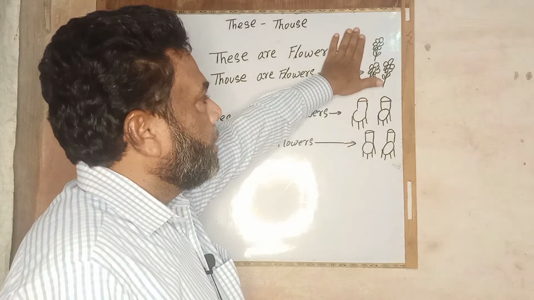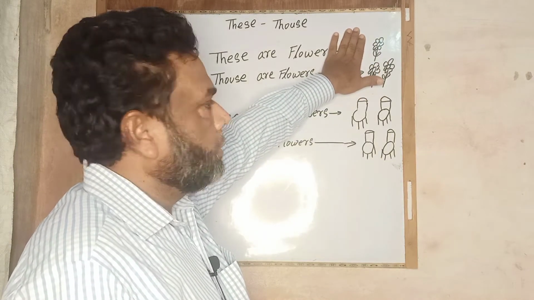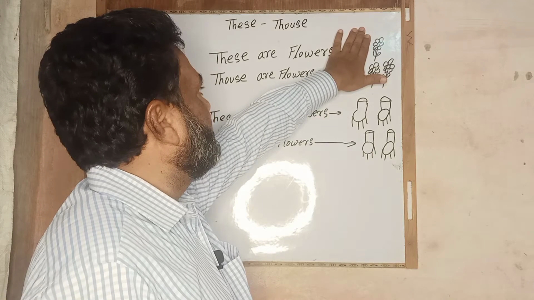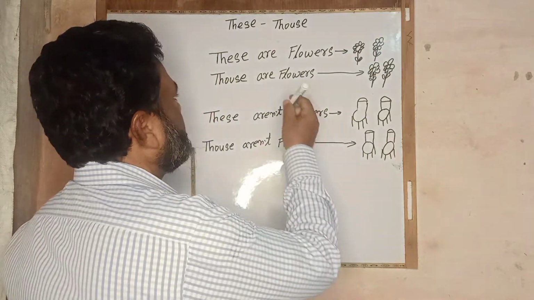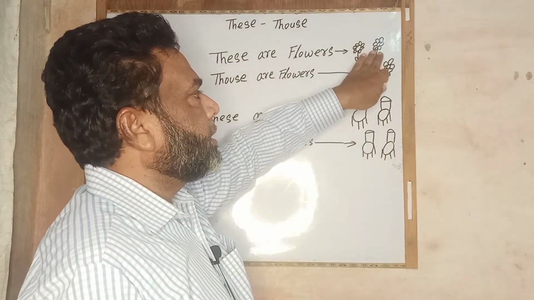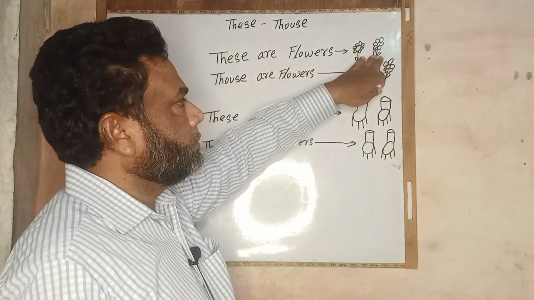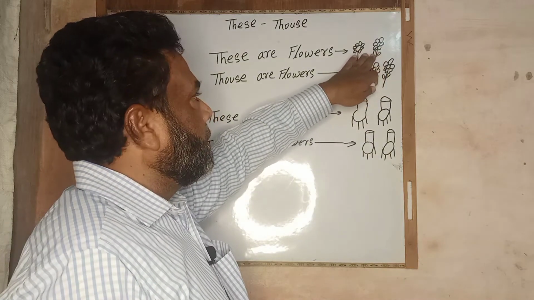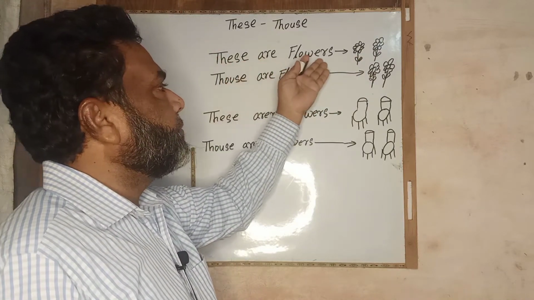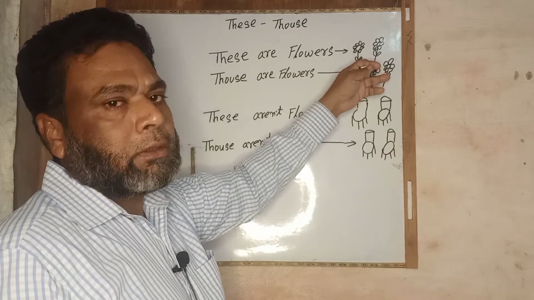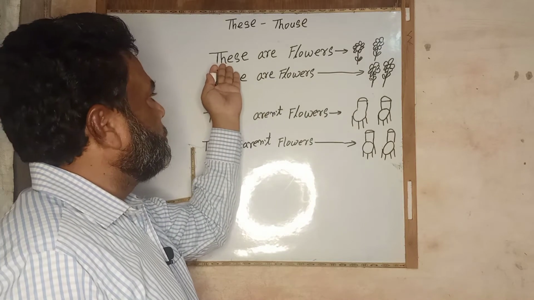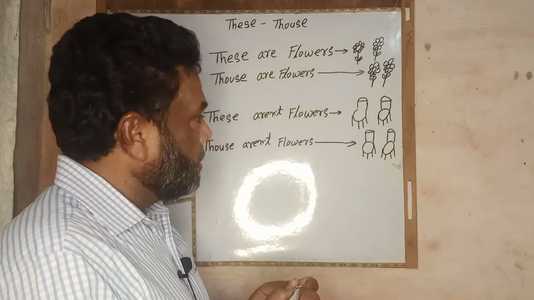If there is one flower, we speak: this is a flower. But here more than one, plural. So we speak: those are flowers, because there is more than one. So we say those are flowers.